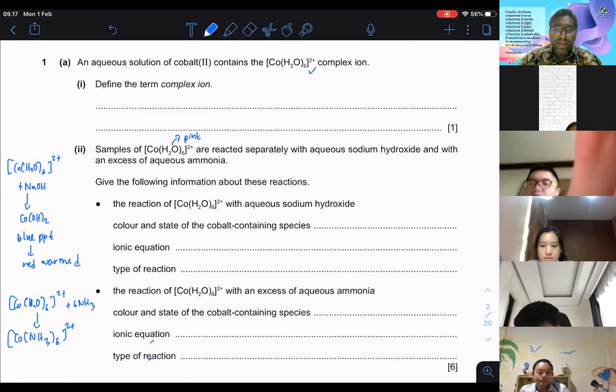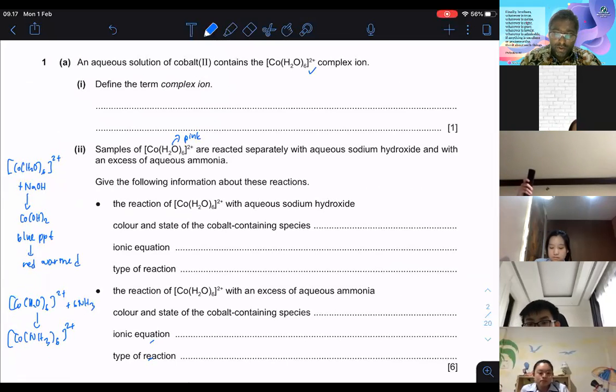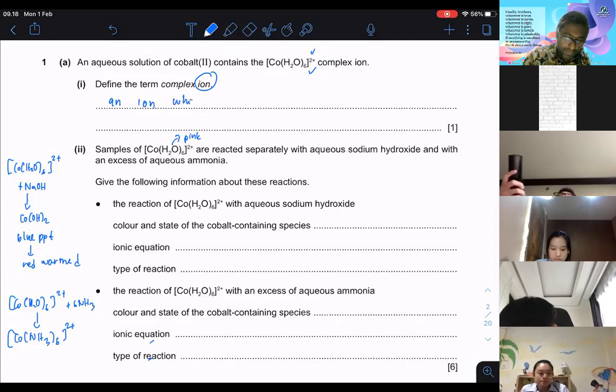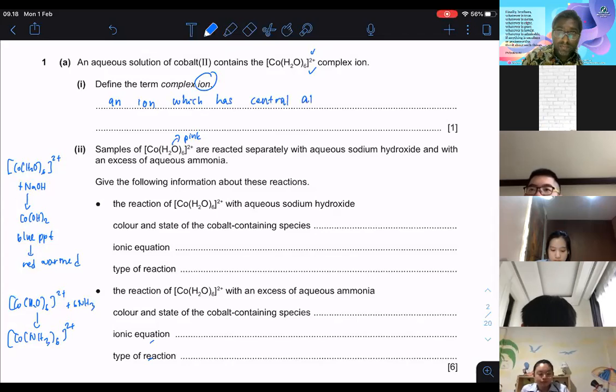Define the term complex ion. When you want to define a complex ion, remember it can be a molecule or an ion. In this case, better to say an ion which has a central ion surrounded by ligands.